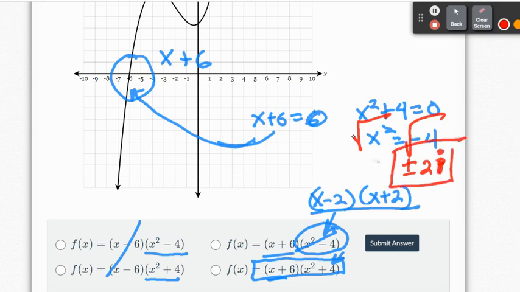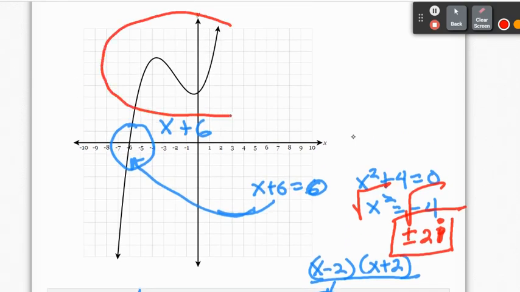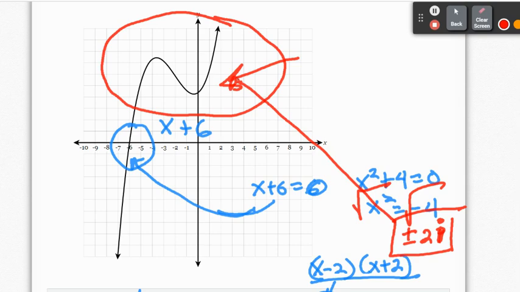Those are complex solutions, and anytime you have a graph that's looking like this, these curves that are above the x-axis are coming from complex solutions. They don't actually touch the x-axis, but to satisfy the fact that if I have a third degree polynomial, I should have 3 solutions. So this is 1 solution, and then my other 2 solutions, for a total of 3 complex solutions.